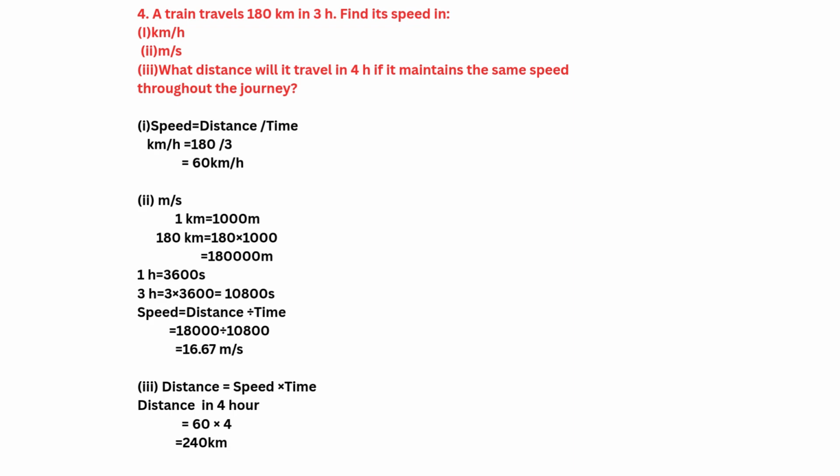Third one: what distance will it travel in 4 hours if it maintains the same speed throughout the journey? Distance is equal to speed into time. So the distance in 4 hours, with the speed of 60 kilometer per hour, is 60 into 4, which is equal to 240 kilometer.